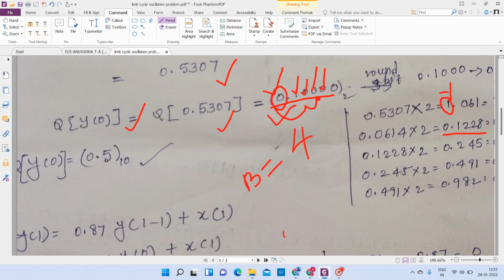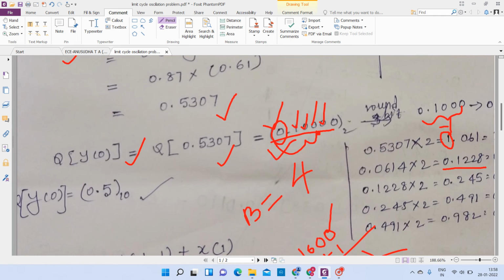Originally 0.1000, right? So rounding means you have to add 1 to the fourth bit. So you will get 0.1001, right? Here we have to consider only the first 3 bits, you have to omit this last bit, right? You will get 0.100. So if you are calculating the decimal for this number, how to find out that value?